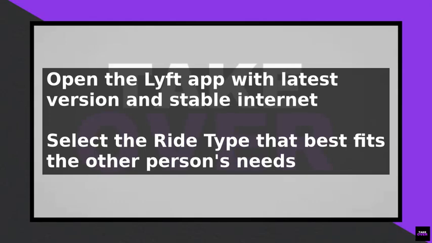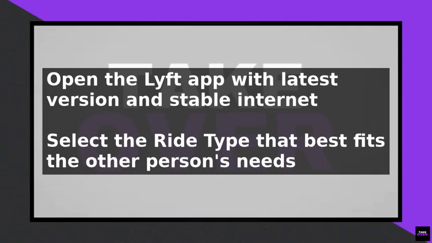To send a Lyft for someone else, start by opening the Lyft app on your device. Make sure you have the latest version of the app and a stable internet connection. Next, select the ride type you want to request for the other person, such as Lyft, Lyft XL, or Lux. Choose the option that best fits their needs and the number of passengers they will have.